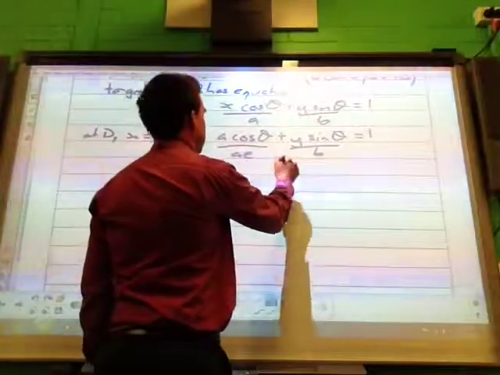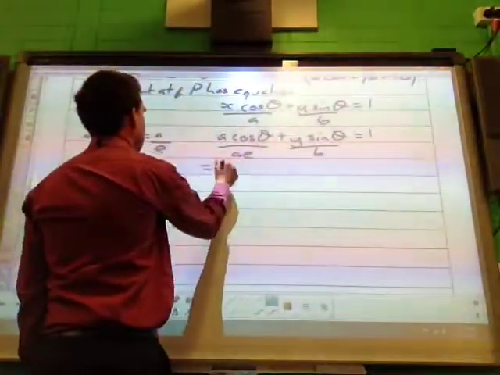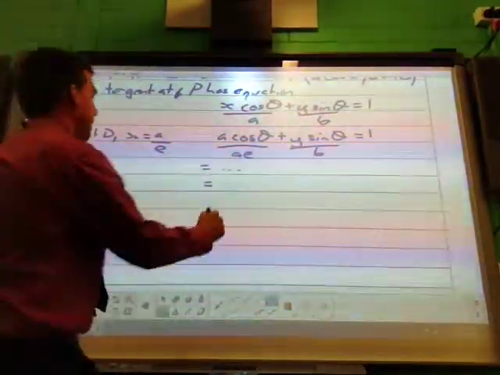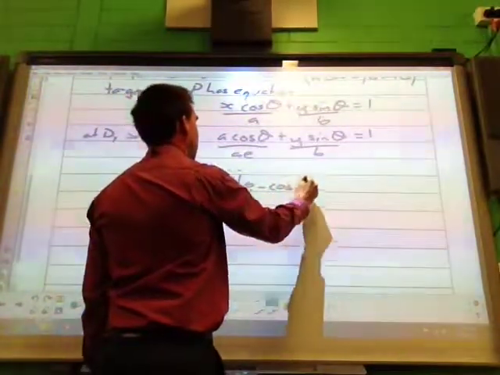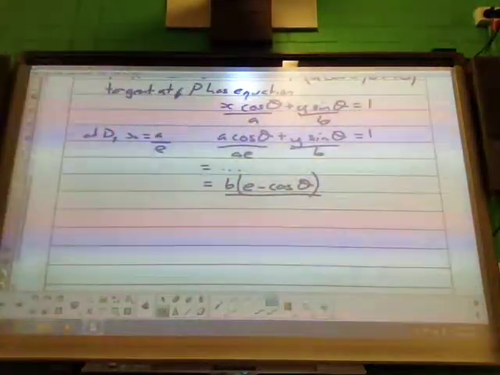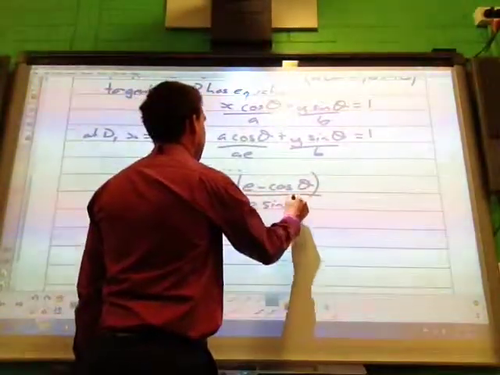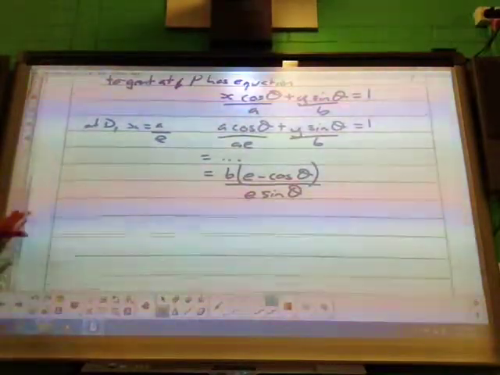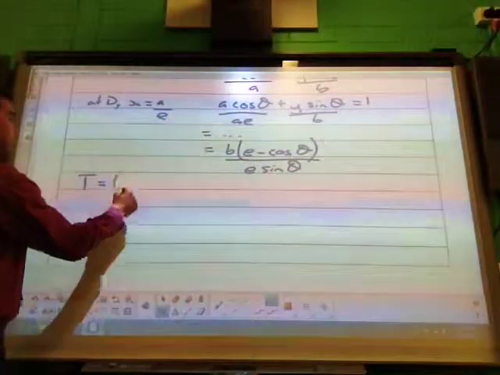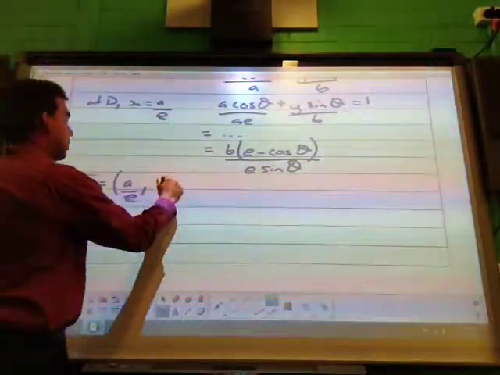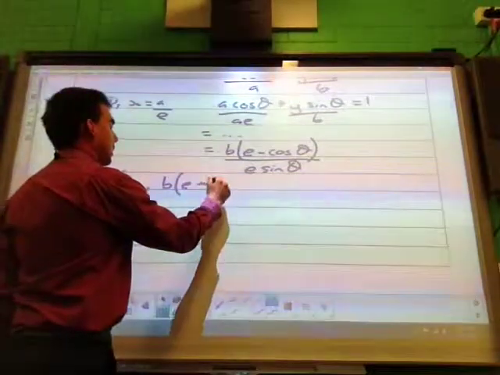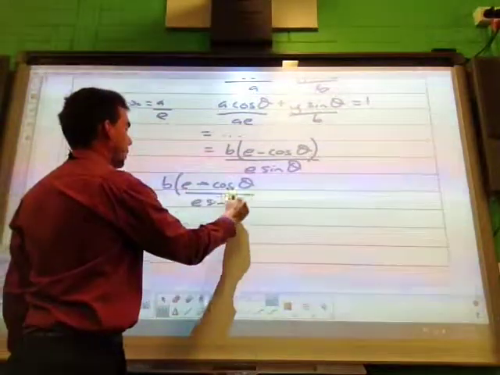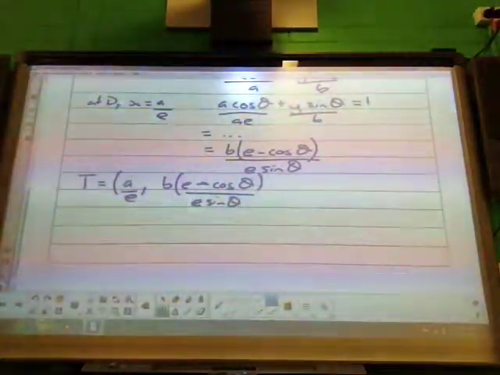Alright, so just to save a bit of time, once you tidy that up, you're going to get b times (e minus cos theta) over e sin theta. Alright, so now we have the point T, so T has the coordinates a over e and b(e minus cos theta) over e sin theta. Okay, that's the coordinates of T.